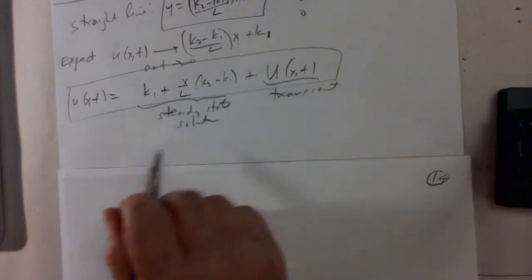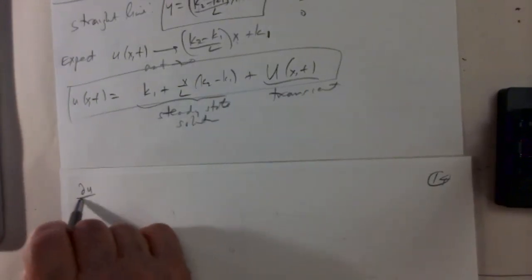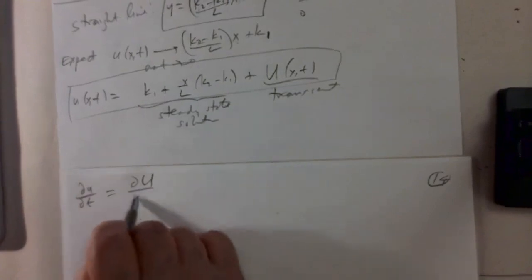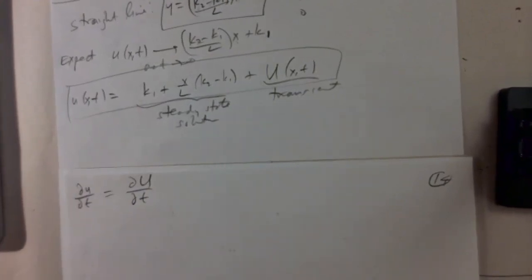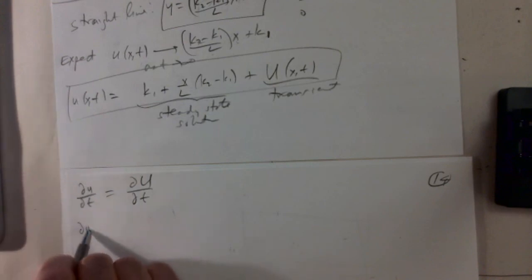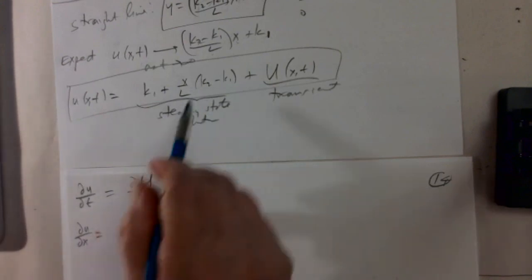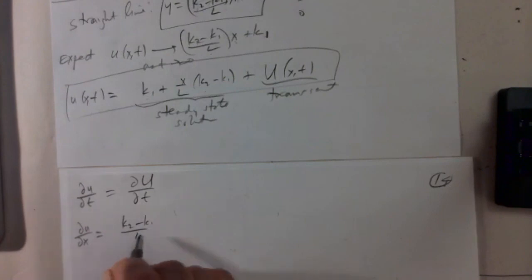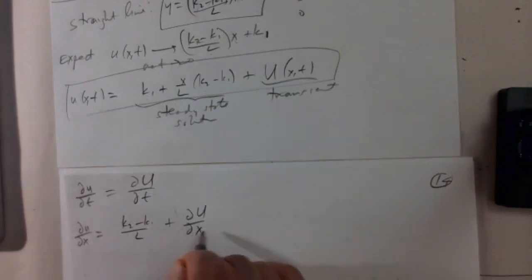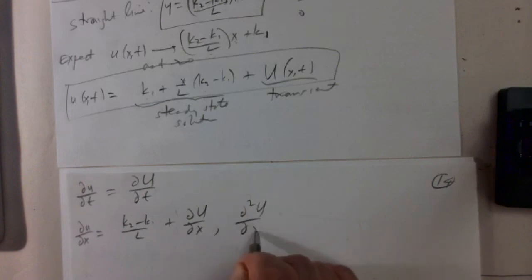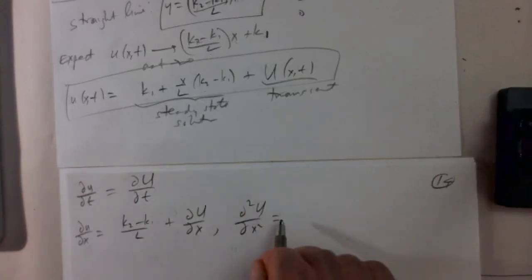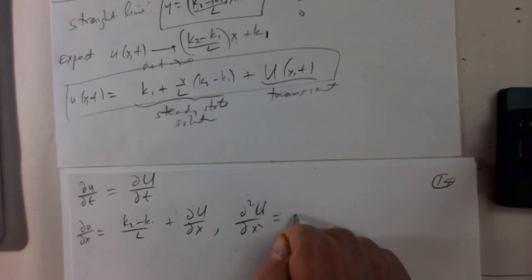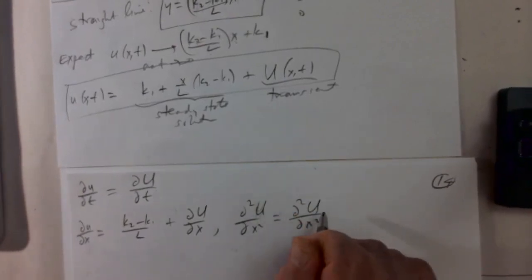If we differentiate with respect to t, the partial of little u with respect to t, this only depends on x, is the same as the partial of capital U with respect to t. What is the partial of u with respect to little x? When you differentiate with respect to little x, this is 0. This is k2 minus k1 over L, plus the partial of u with respect to x. And when you differentiate a second time, the derivative of a constant is 0. This is a little u. Is the second partial of big U with respect to x.